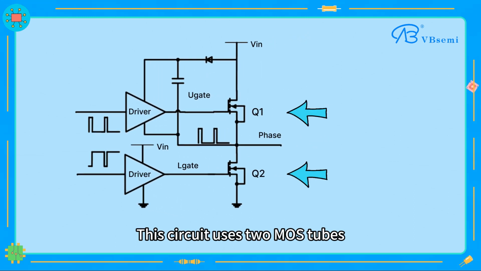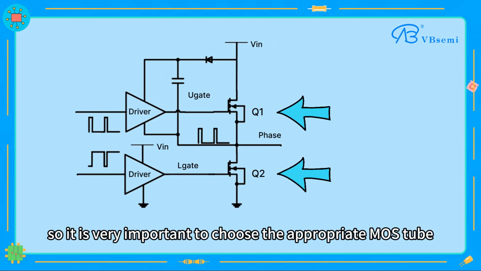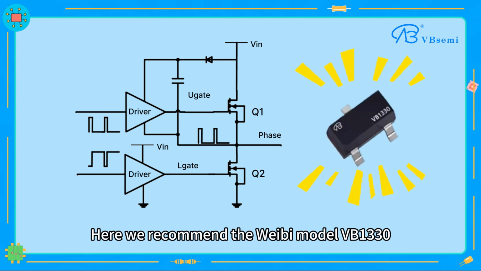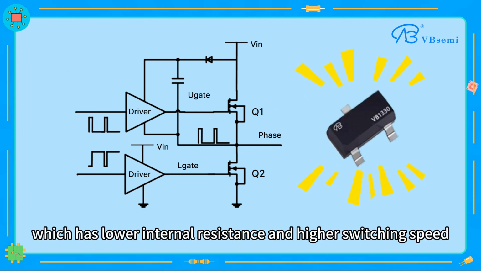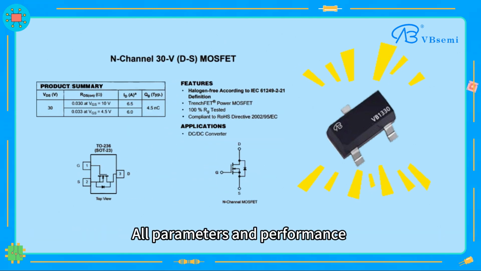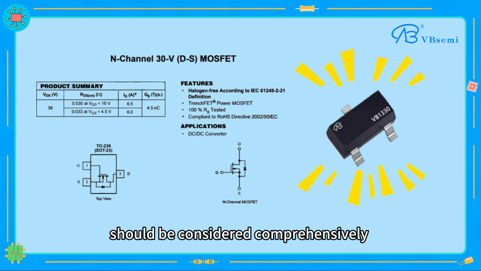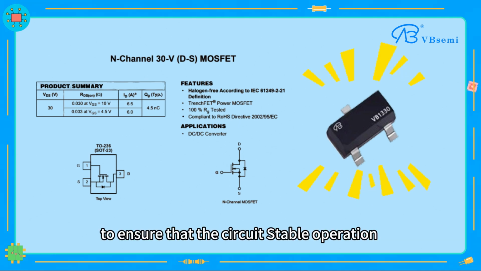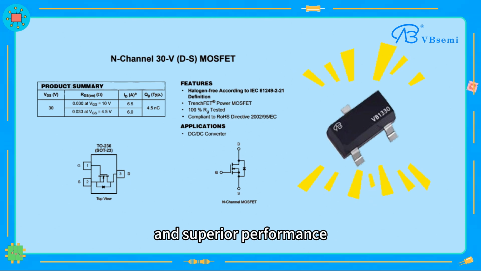This circuit uses 2 MOSFET tubes, so it is very important to choose the appropriate MOSFET tube. Here we recommend the VB model VB1330, which has lower internal resistance and higher switching speed. All parameters and performance should be considered comprehensively to ensure the circuit's stable operation and superior performance.